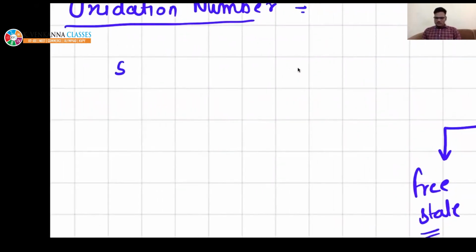So what happens, I am taking one example. Let's say sulfur forms a compound, that is SO3. Okay, gas, this is solid. For now, just believe me that if something is present in the free state, its oxidation number is always 0. I will give you the concept later on, why we consider the oxidation number of atoms in the free state as 0.